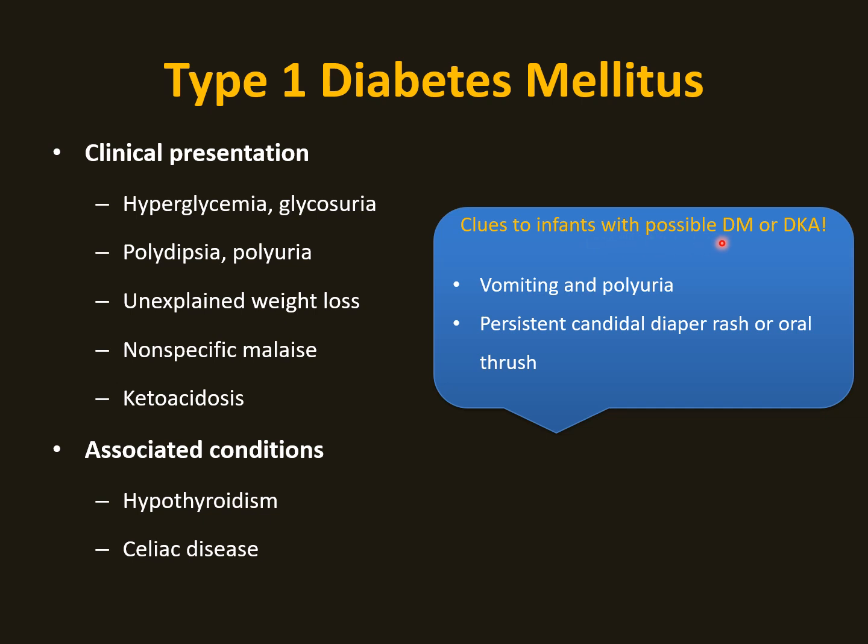A clue in an infant with possible diabetes mellitus or DKA is vomiting and polyuria, because when the child is vomiting, the urine should be less, not more. So vomiting and polyuria is a red flag. Persistent candida rash or diaper rash or oral thrush is also a clue for possible diabetes mellitus.